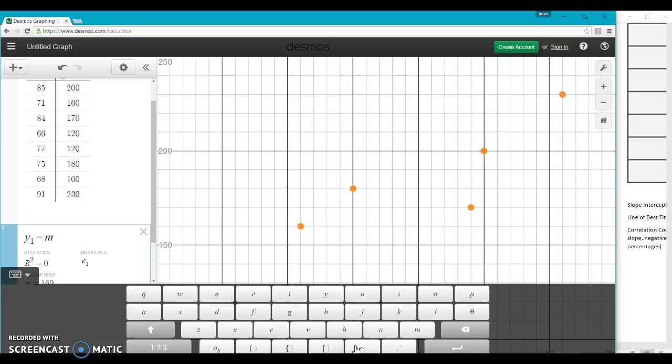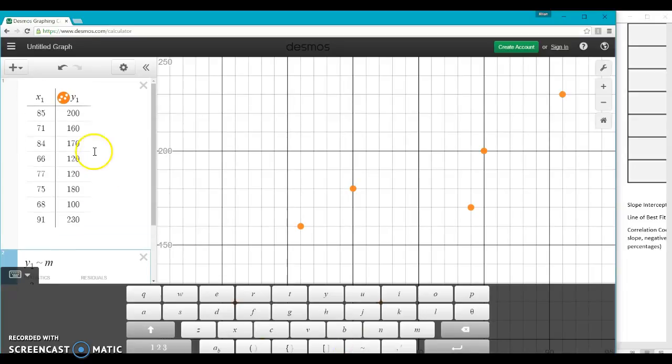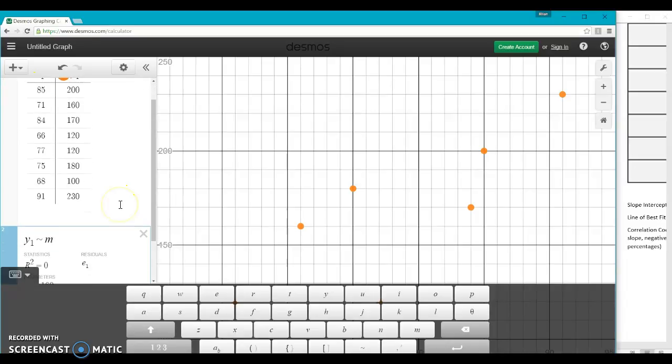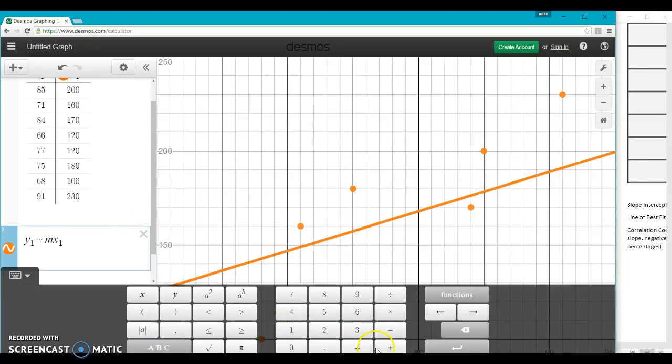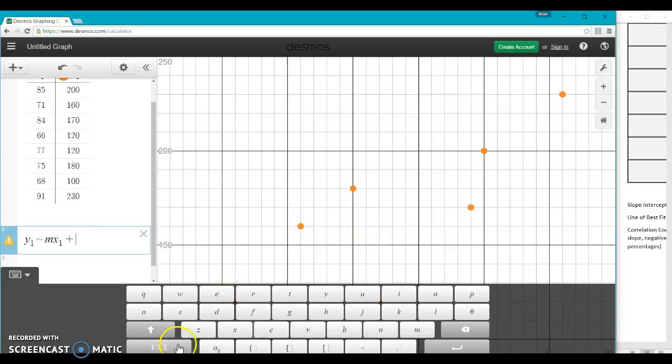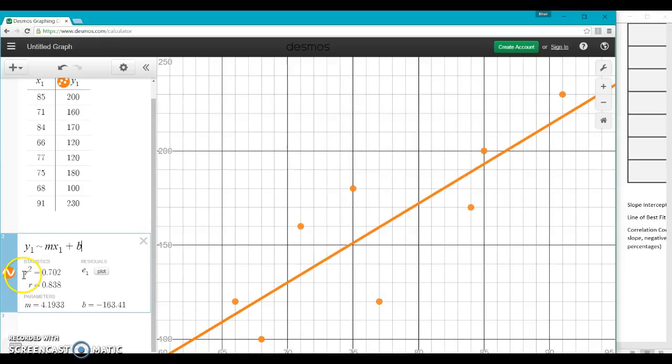We want to tell it to take the x's from this x1 table, so we're going to do the same thing: x1, and then we add on our y-intercept of b. So y1 tilde mx1 plus b. And now we have a line of best fit. This line of best fit best matches the given data, even though there's not a single point that goes through the line. Over here, we're given some information.